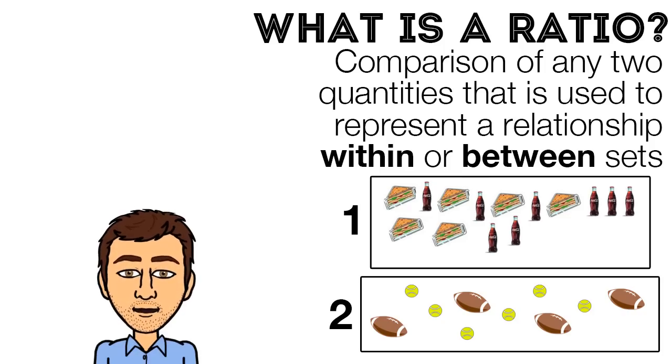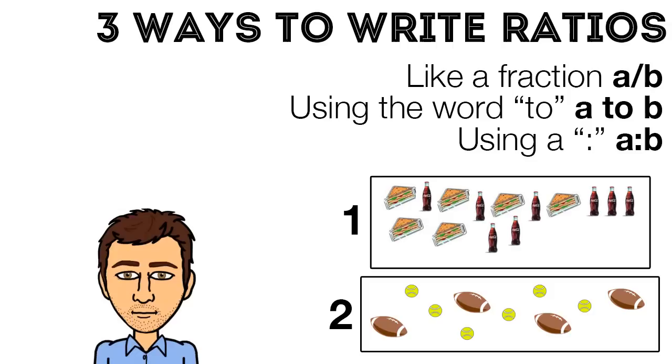So the question is this: what is a ratio? The technical definition is this: it's a comparison. We're going to make comparisons of any two quantities that is used to represent a relationship within or between sets. In our little illustration below, in set 1 we have some sandwiches and bottles, and in set 2 we have footballs and tennis balls. We can compare the quantities within one of these sets or between both of these sets, and so we can make some different statements about that.